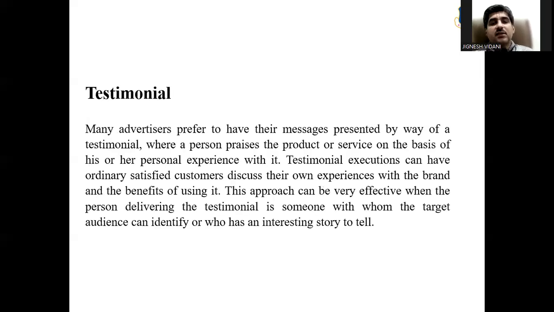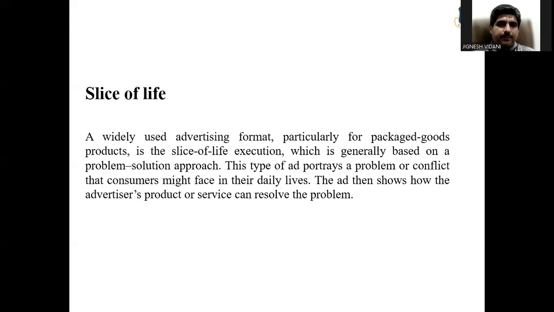Testimony. Many advertisers prefer to have their messages presented by way of a testimonial, where a person praises the product or service on the basis of his or her personal experience with it. Testimonial executions can have ordinary satisfied customers discuss their own experience with the brand and the benefits of using it. This approach can be very effective when the person delivering the testimonial is someone with whom the target audience can identify or who has an interesting story to tell.